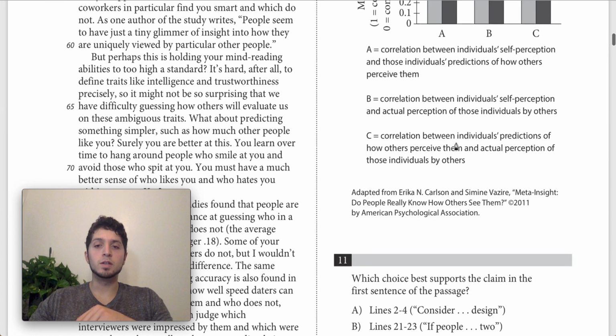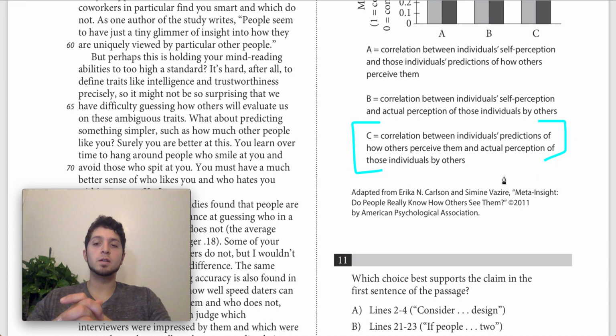This is correlation C. And so correlation C says it's measuring the correlation between individuals' predictions of how others perceive them and actual perception of those individuals by others. So it's a little bit hard to wrap your head around. Let's see if we can figure it out. This is basically the comparison between the way that you think others are going to view you versus the way that others actually view you, right? So it's really the language that makes it challenging. It's a pretty simple idea.